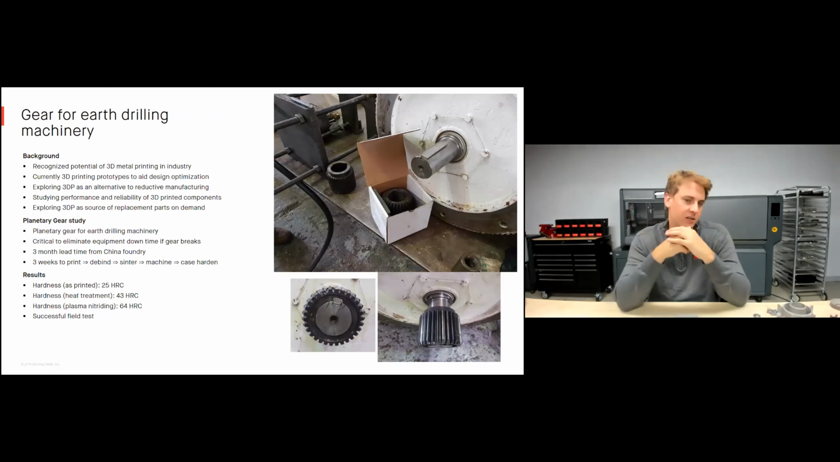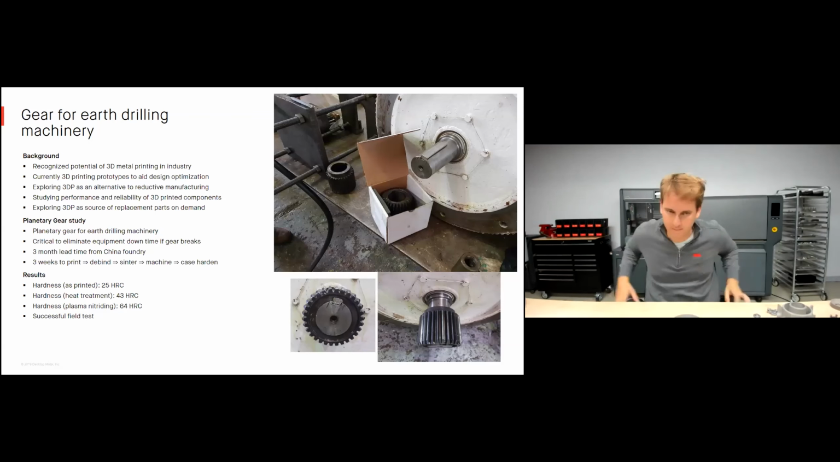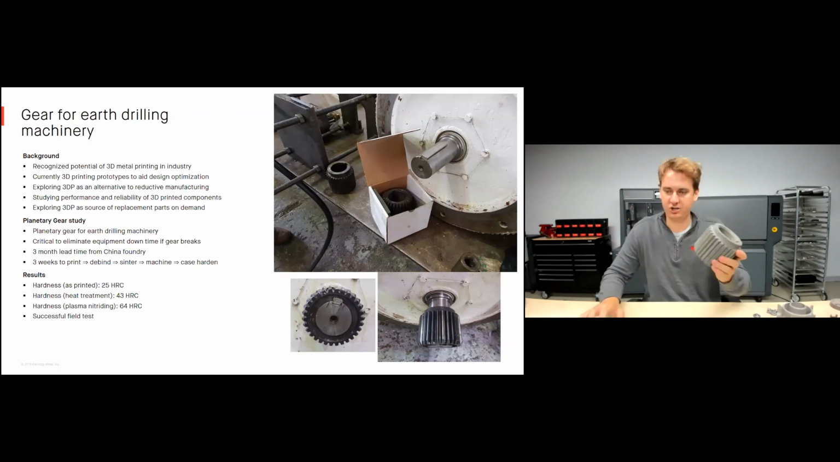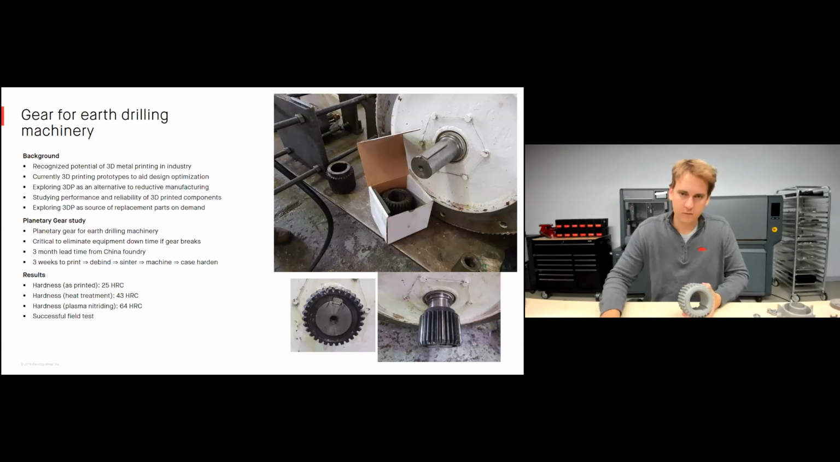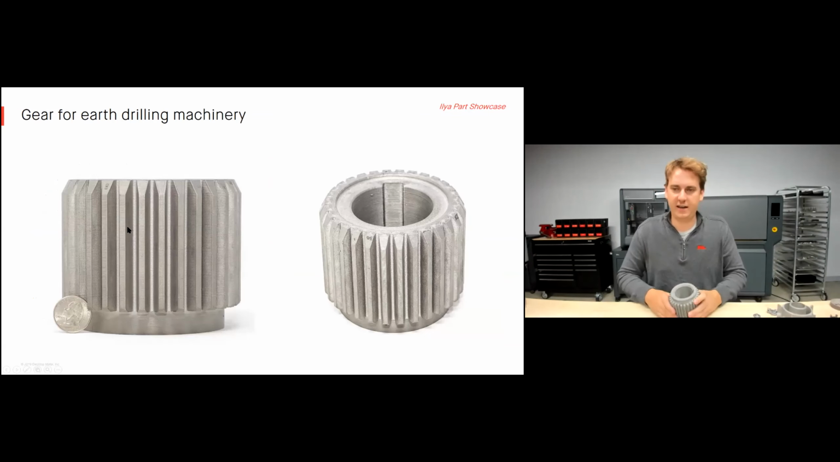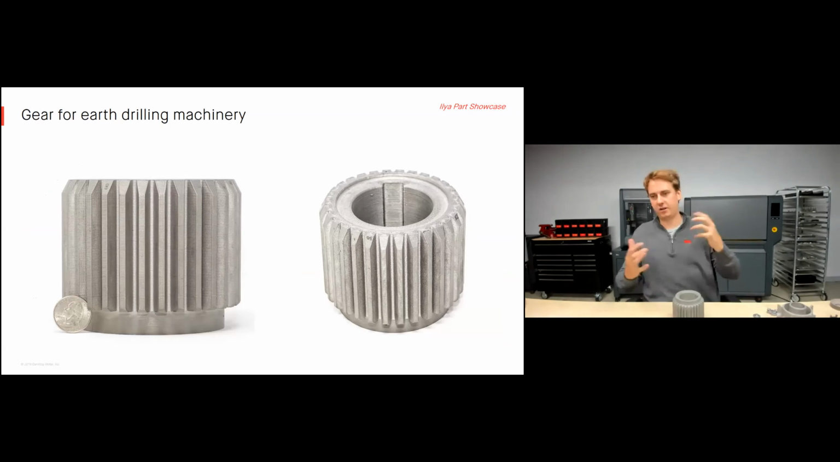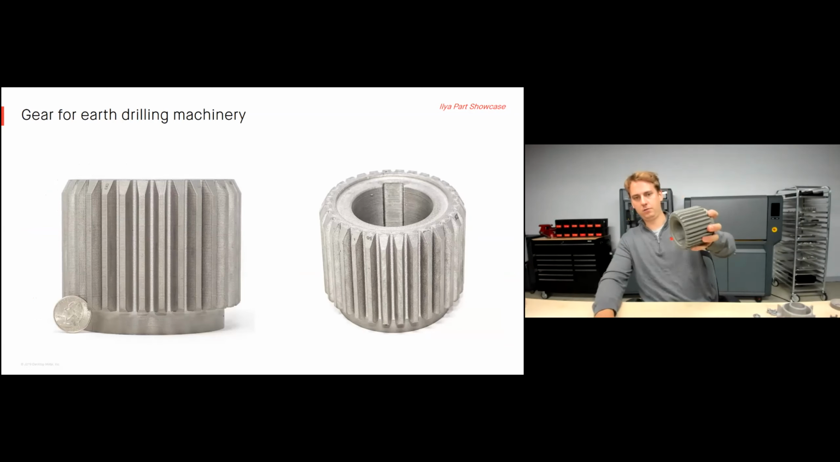As the part came out of the furnace, it was about a 25 Rockwell. After the heat treatment process, they got it up to a 43, which is important for this gear component. And they even did a plasma nitriding process to get it up to 64. So just another great example of a replacement part for the heavy industry, around that mining operations. And you can see it here. It's quite a large part. You can see the quarter on screen here. It's quite an impressive large part.